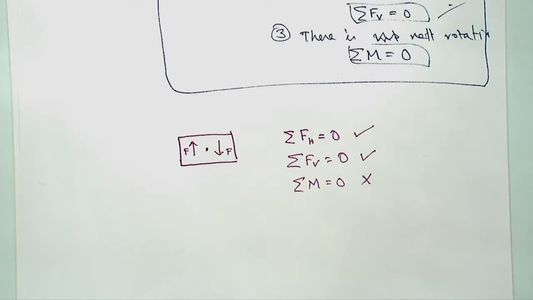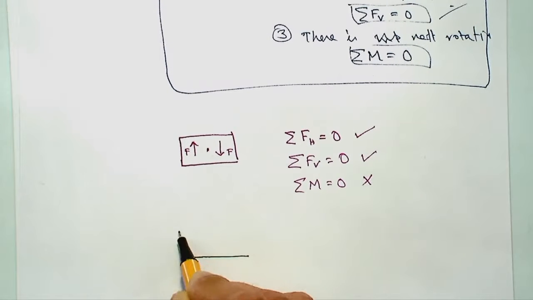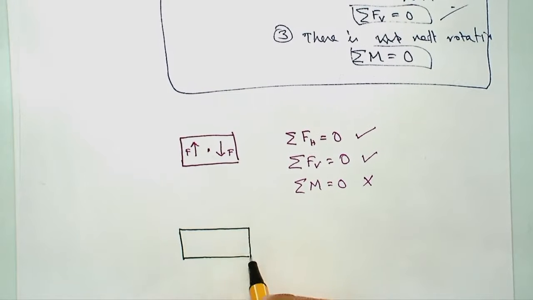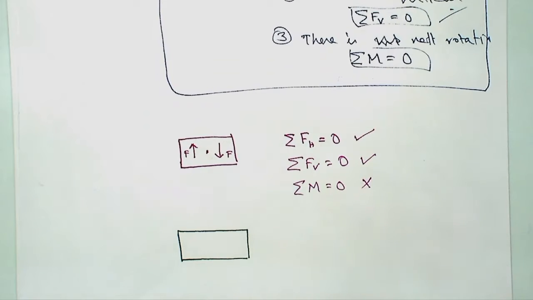Taking it a little bit further, I'll this time start with the moment equation, the third equation, first. So if I say moment about a point, let's say A, is zero. So moment about point A equal to zero.